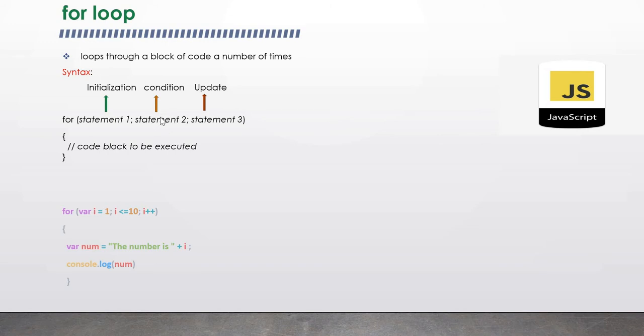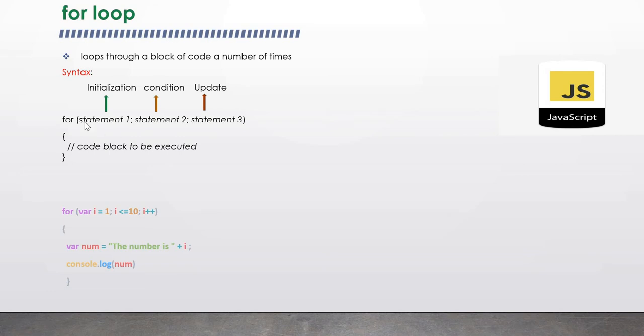If the condition is true, it will go inside the body and execute the same code again. After the execution is done, it will go back to the update part, do the update, and then check the condition based on your update. If the condition is true, it will get inside the body and execute this block of code. As long as the condition is true, it will keep executing this block of code.